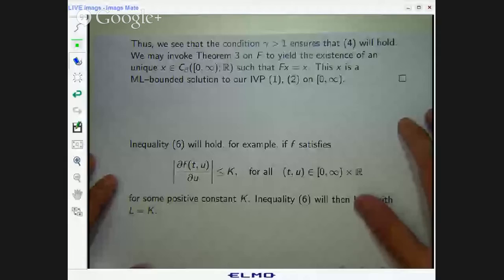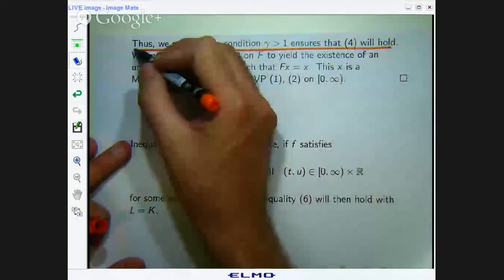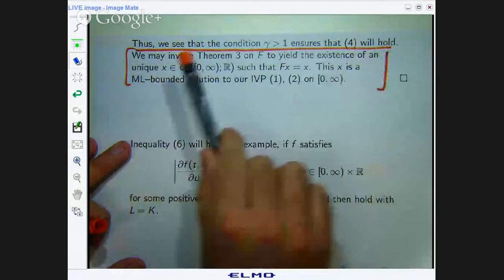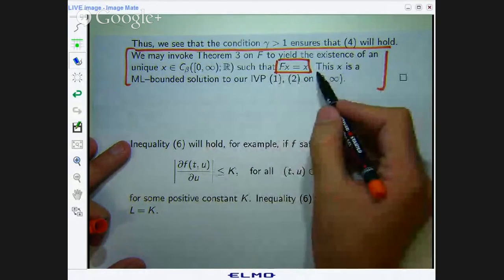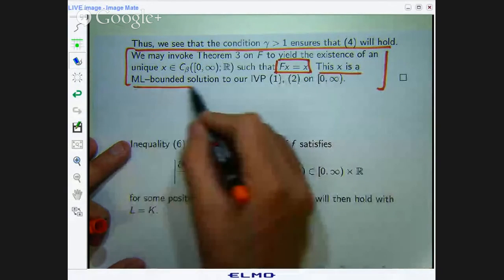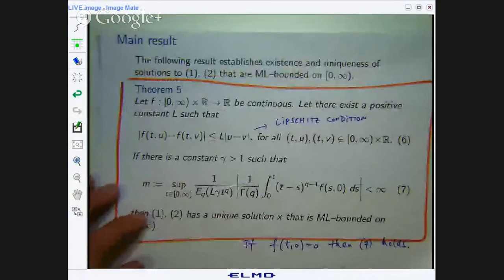Okay, so what does that mean? It means that big F has a unique fixed point, and that then will go on and solve the original initial value problem. So let's just clean up. Okay, so we see that we invoke theorem 3. There's a solution in this space to this equation here, and this x in turn is a solution to our initial value problem.